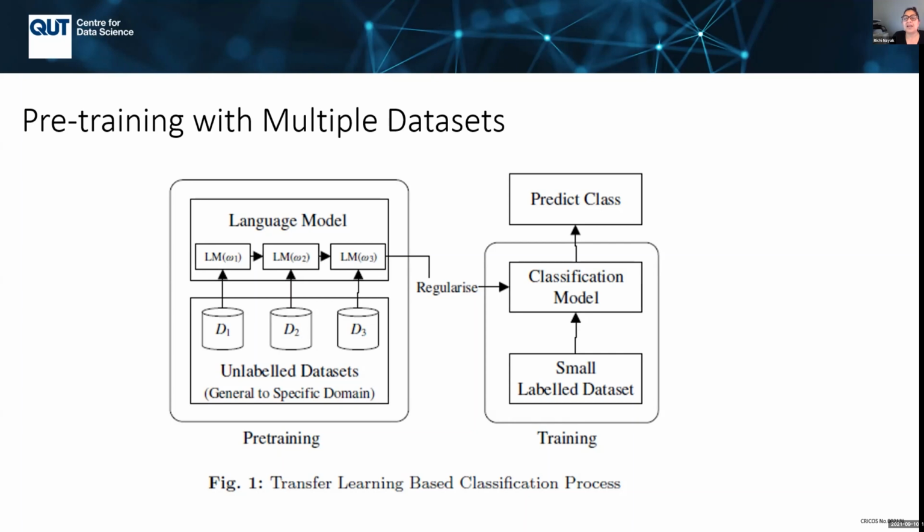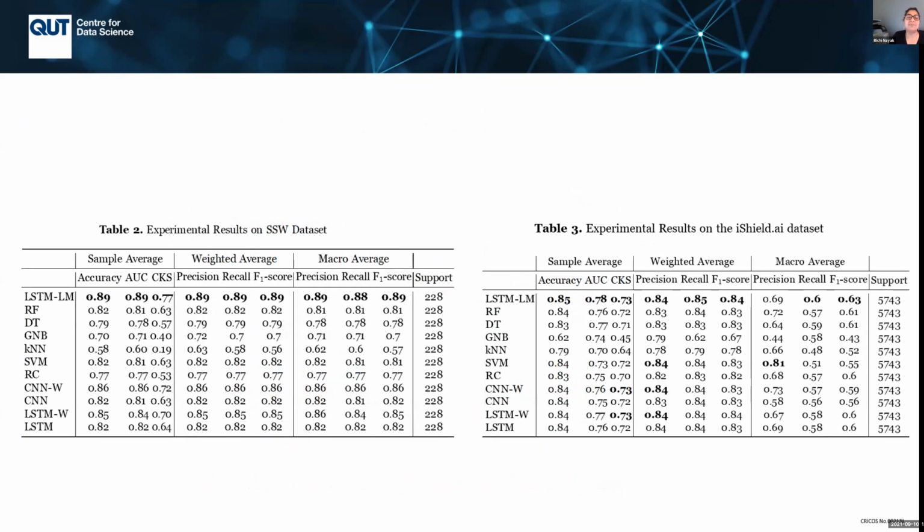Now it becomes a simple task to regularize this language model on a classification model that can be built on a small labeled data set. We have got extensive experiments, but I'm just presenting some where it shows that when we regularize our classification models with these language models, the classification accuracy improves highly.